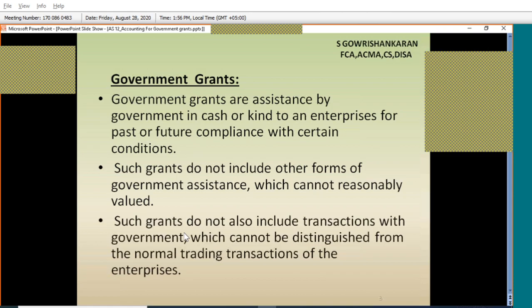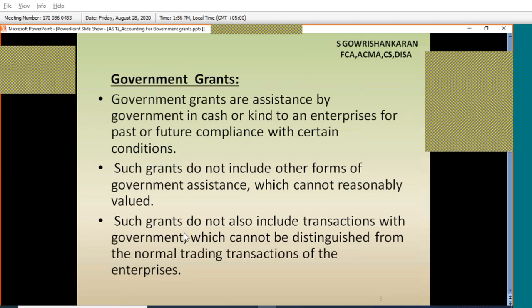Such grants do not also include transactions with the government which cannot be distinguished from the normal trading transactions of the enterprise. What is the meaning? What are they saying?